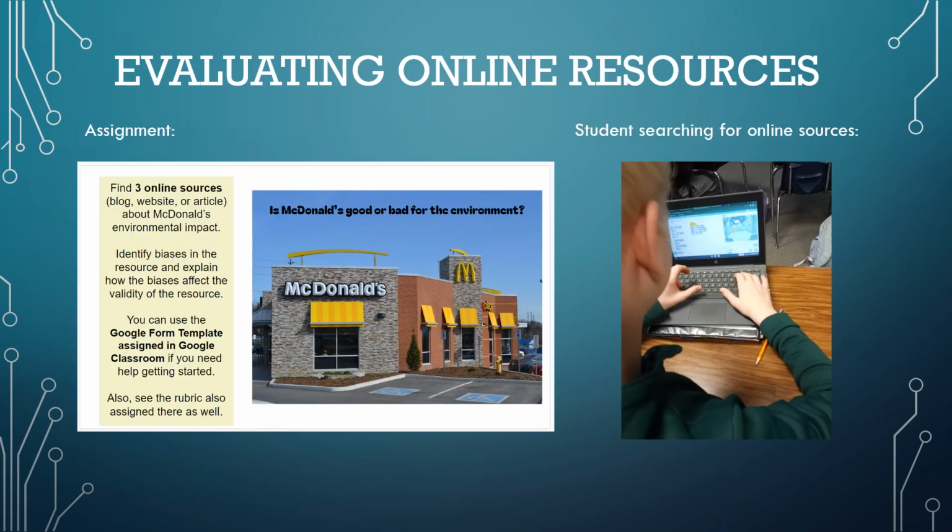After the whole group activity, students then used their personal Chromebooks to work on the assignment, which was to find 3 online sources, such as a blog, a website, or an article about McDonald's environmental impact. Students identified biases in the resources and explained how they affected the validity of the source.